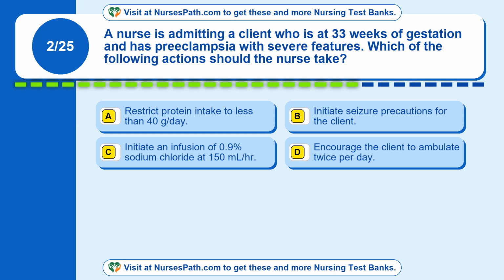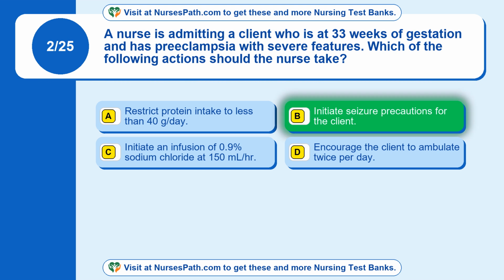Question 2. A nurse is admitting a client who is at 33 weeks of gestation and has preeclampsia with severe features. Which of the following actions should the nurse take? Option A. Restrict protein intake to less than 40 g/day. Option B. Initiate seizure precautions for the client. Option C. Initiate an infusion of 0.9% sodium chloride at 150 ml/hr. Option D. Encourage the client to ambulate twice per day.